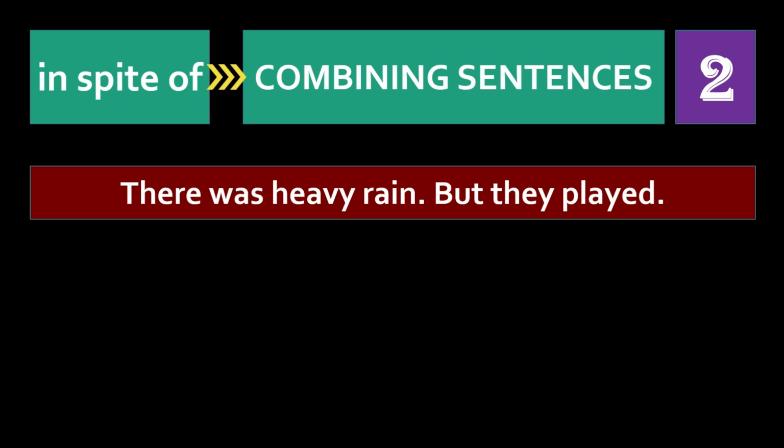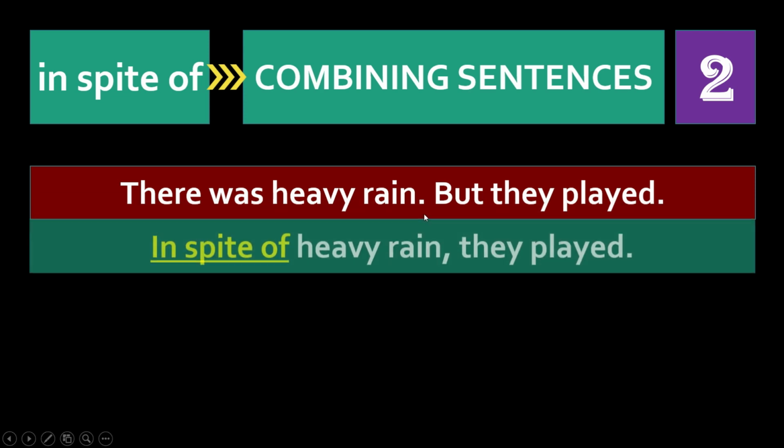So there was heavy rain, and this heavy rain should not allow this one. They played. It should actually stop them from doing so, from playing, but they played. So when we use in spite of, we should not use words like but, yet. Okay, let's see how we do that.